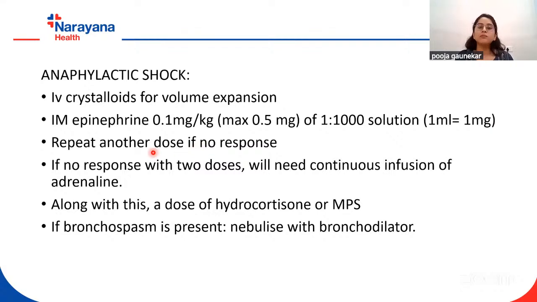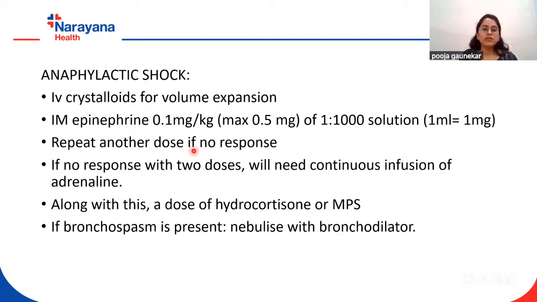You will give maximum 2 doses of this IM epinephrine, and remember not to give subcutaneous epinephrine because when the child comes in shock, he will be severely vasoconstricted. If you give subcutaneous epinephrine, it won't get absorbed into the circulation. So we have to give it IM.